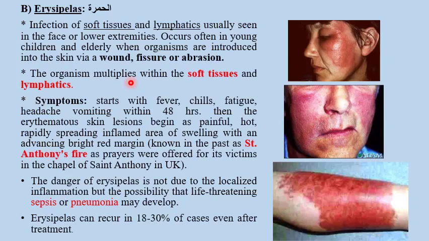This differs from staph. When we talked about staphylococcal skin infections, we said the organism can enter through a hair follicle and the skin is intact, with no injury. But here, for the organism to be introduced to the skin it needs a wound or a fissure, meaning a crack in the skin, or an abrasion, meaning a scraped skin, so the organism can enter. The organism multiplies within the soft tissues and the lymphatics.